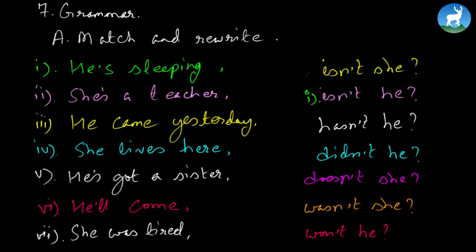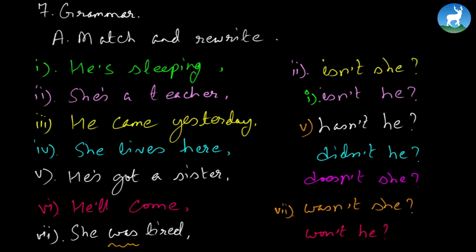He's sleeping, and of course the answer is going to be 1 here. Isn't he? She's a teacher. This is number 2. So here we go. She's a teacher. Isn't she? He's got a sister. Now this is number 5. So you just mark number 5 here. Hasn't he? Remember, it's match and rewrite. Okay, let me go with one more here. She was tired. Let's look at the auxiliary here. Positive statement, negative question tag. She was tired. Wasn't she? See, this is number 7.